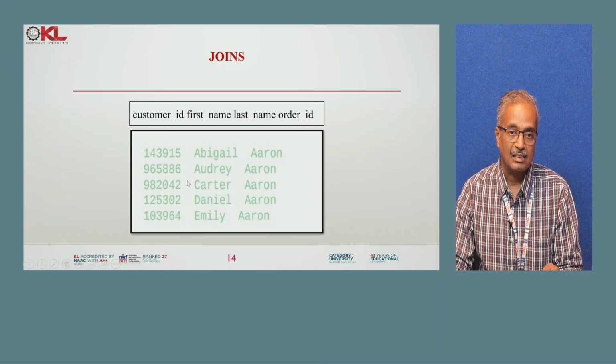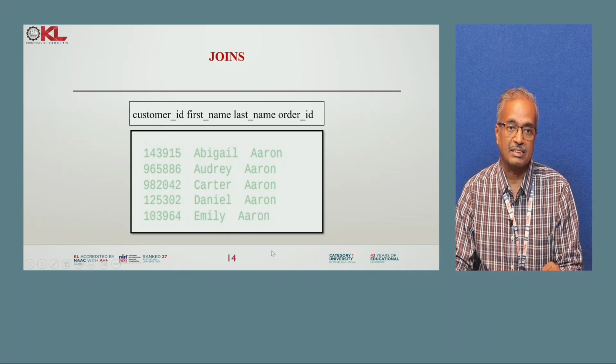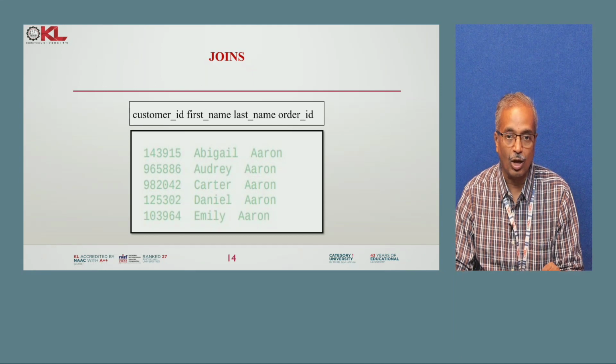So this is the output of this one, dear students. Here you are seeing the first one is the customer ID, the second one is the first name, the third one is the last name. So this is the concept, I think you understand now.